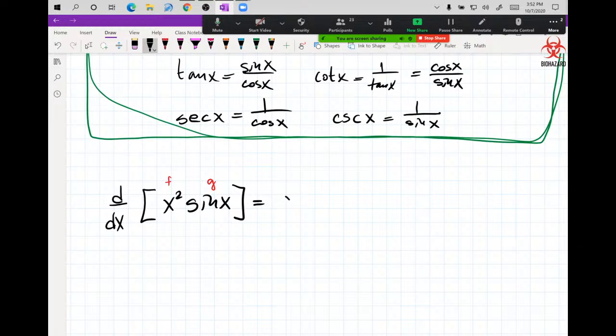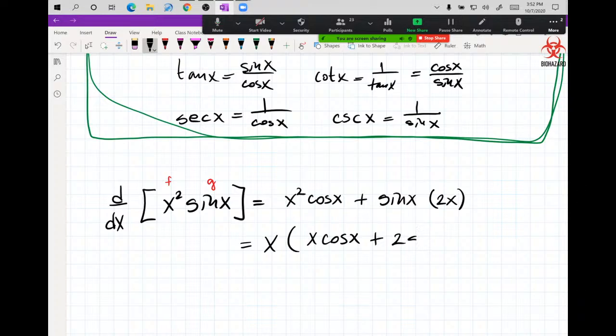So copy the first times derivative of the second plus copy the second times derivative of the first. So the only thing we can factor here is x, and we're left with x cosine x plus 2 sine x as the factored solution.